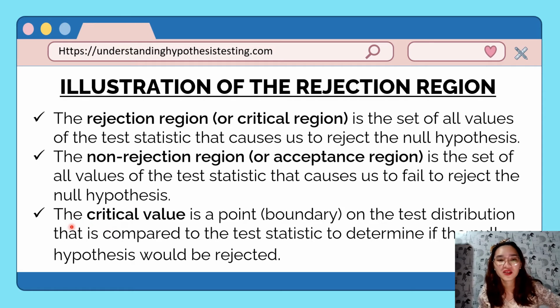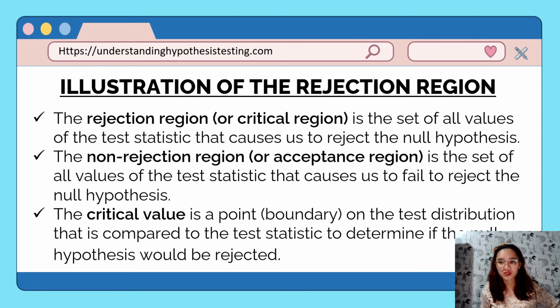Okay? And the critical value is a point or the boundary on the test distribution that is compared to the test statistics to determine if the null hypothesis would be rejected. Ayan. So, yung critical value, yan yung pinakamahalaga kasi yan po yung compare natin sa test statistics natin. At dyan tayo mababase ng ating decision kung mare-reject na ba o hindi ang ating null hypothesis. So, again, ito po yung boundary.